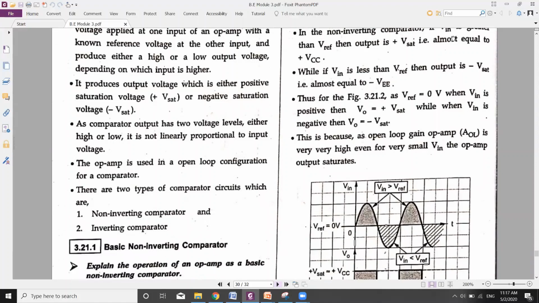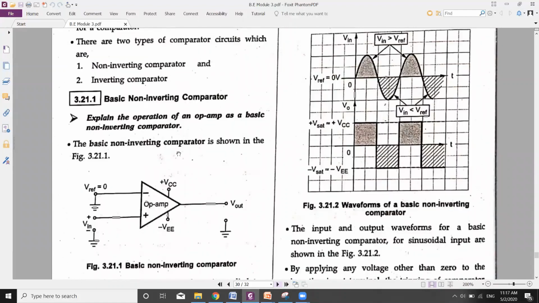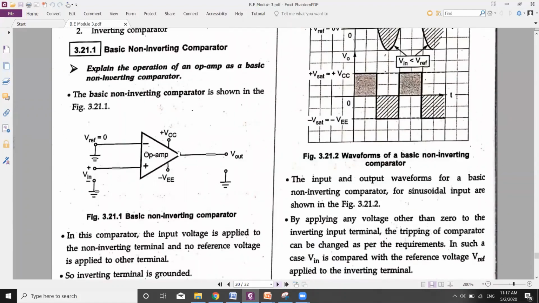And a very important aspect here is that the op-amp is used in the open loop configuration. The meaning is you won't see any feedback path from the output side towards the input. Comparators are of two types, non-inverting comparator and inverting comparator, depending on where we are applying V in, that is the input voltage.